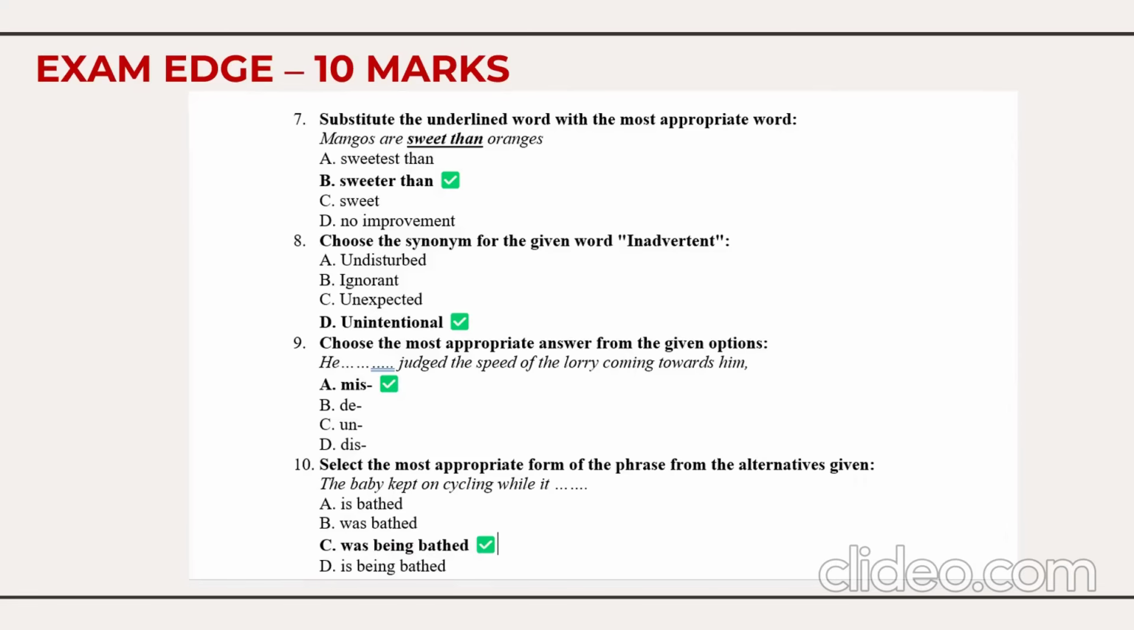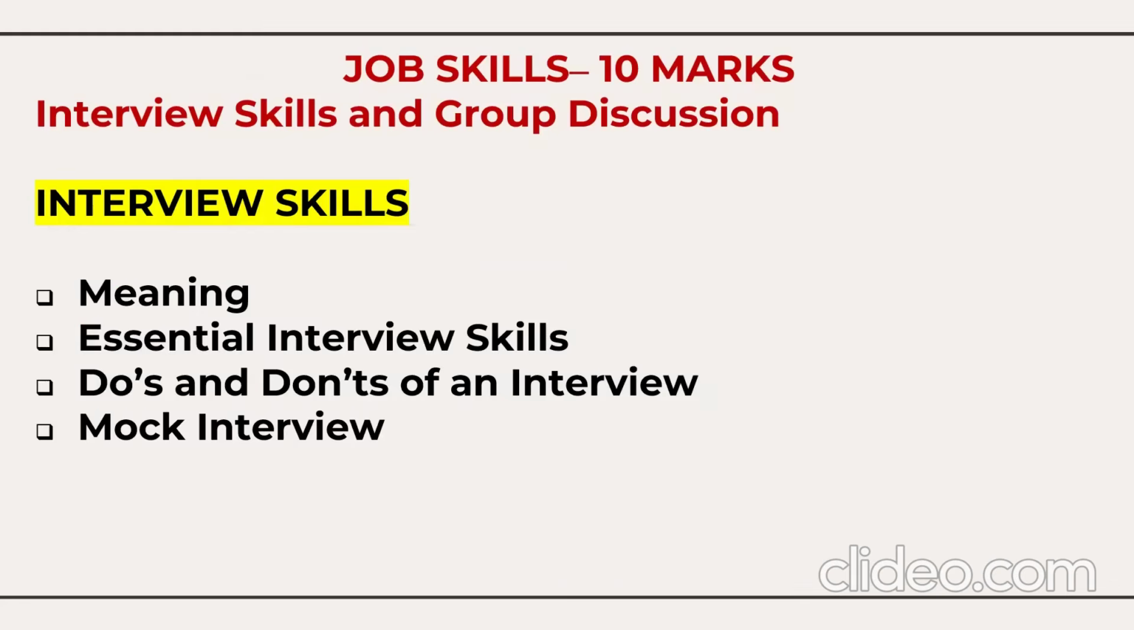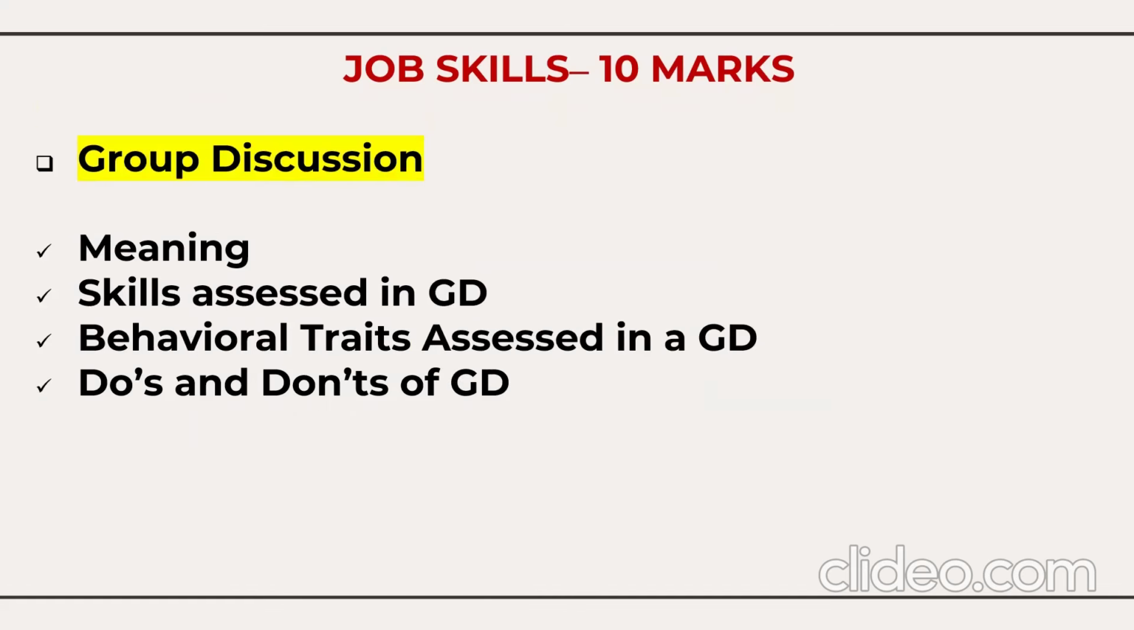That's for 10 marks. Now we are moving to the next 10 marks question, job skills. Under job skills, you have two topics: interview skills and group discussion. Under interview skills, you will be asked the meaning of interview skills, essential interview skills, do's and don'ts of interview, and mock interview. Under group discussion, you'll be asked the meaning of group discussion, what skills are assessed in GD, which behavioral traits are assessed in a GD, and do's and don'ts of GD.